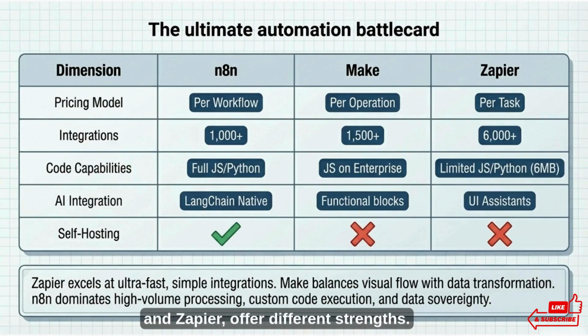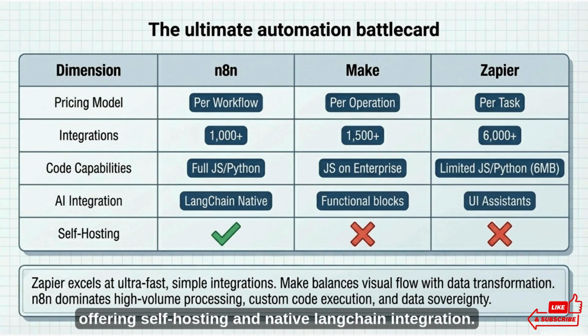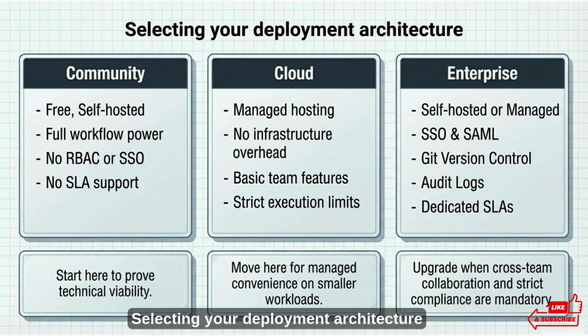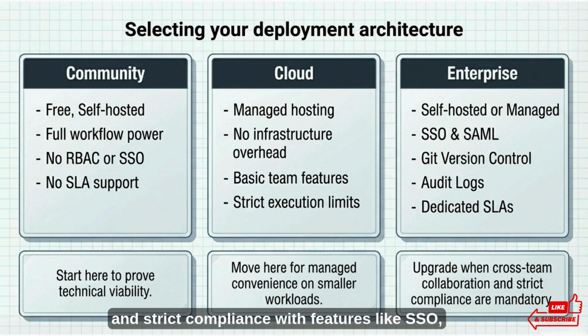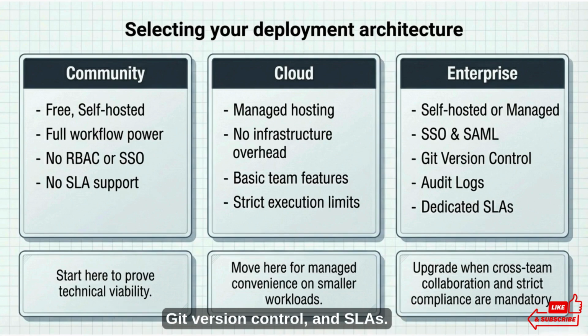n8n, Make, and Zapier offer different strengths. n8n excels in high-volume processing, custom code execution, and data sovereignty, offering self-hosting and native LangChain integration. Selecting your deployment architecture starts with Community for technical viability. Move to Cloud for smaller, managed workloads, and upgrade to Enterprise for mandatory cross-team collaboration and strict compliance with features like SSO, Git version control, and SLAs.